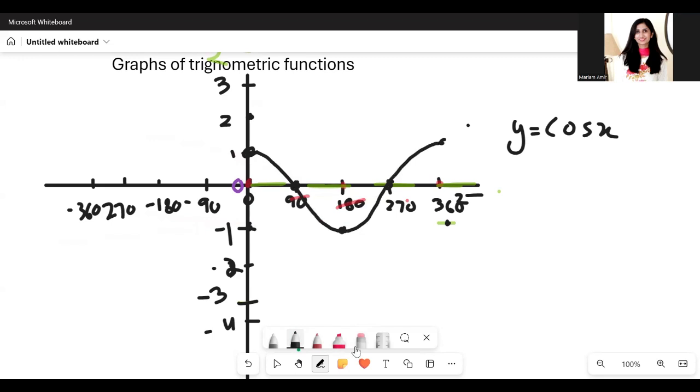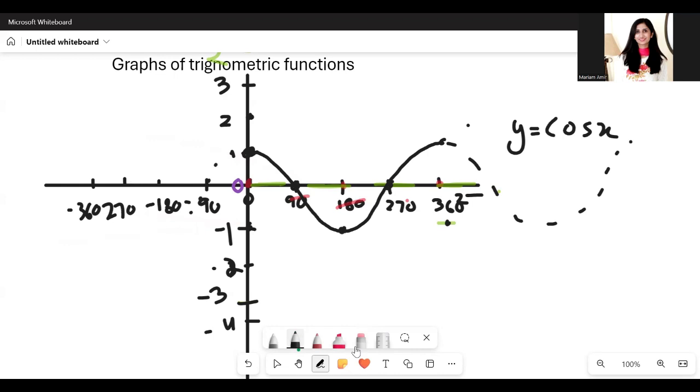This is the basic graph of y equals cos x between the domain 0 to 360 degrees. This is one complete cycle. That's why the period of the graph of cos x, or the period of the function cos x, is also 360 degrees or 2 pi. And after that, the graph just repeats itself on both sides. So something like this. Okay.